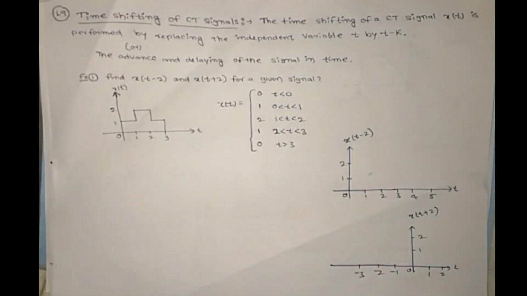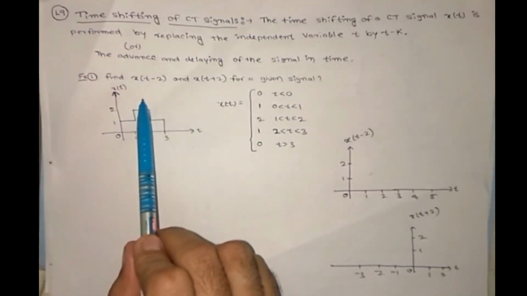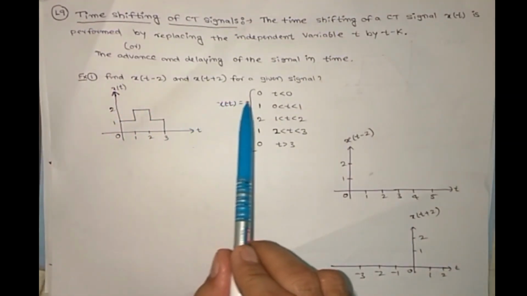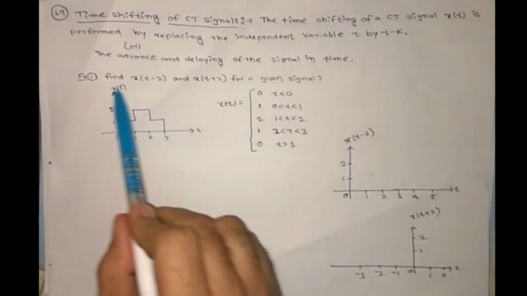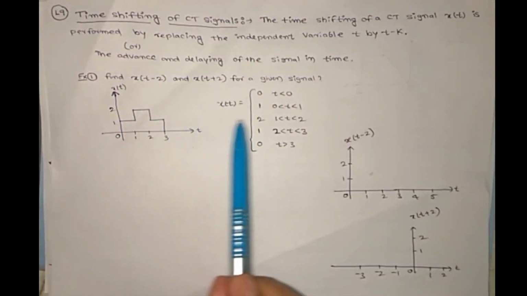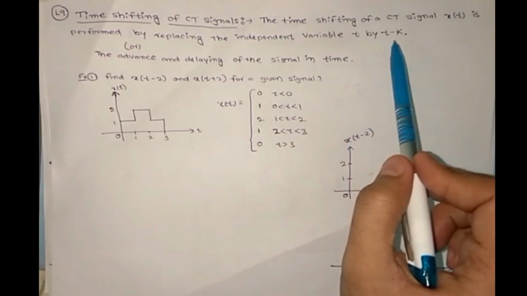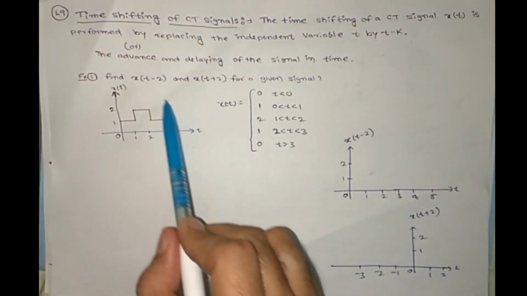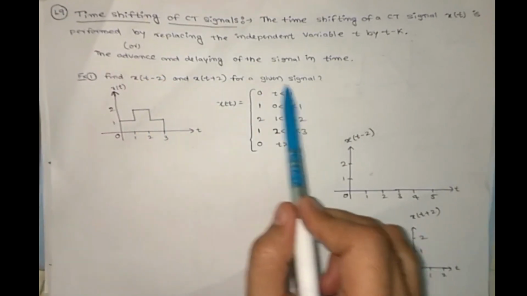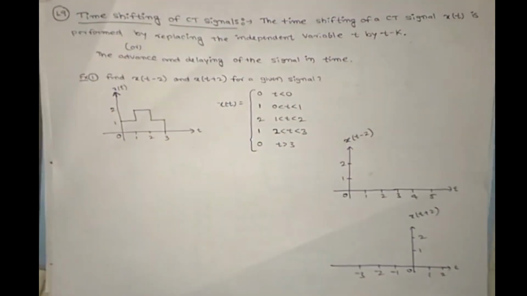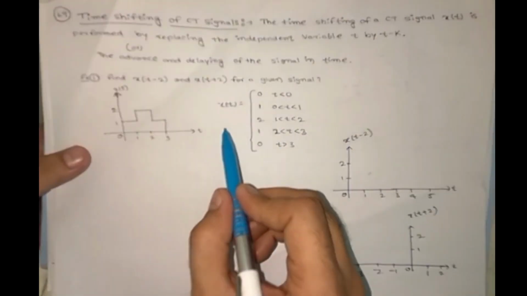Let us see one example here. Find x of t minus 2 and x of t plus 2 for a given signal. We already know the mathematical equation for this signal. Simply, wherever t is there, replace it by t minus k. Here, wherever t is there, t minus 2 is replaced, and for the other problem, wherever t is there, t plus 2 is replaced. That's it.